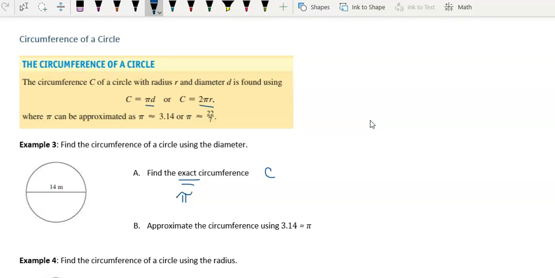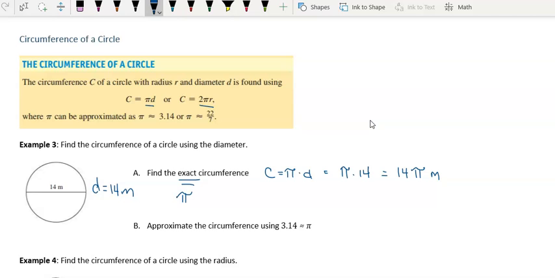So the circumference is pi times d, and d in this case is 14 meters. Okay, so pi times 14. So we usually put the number before the symbol for a number. So remember, pi is still just a number, it's not a variable, but we put 14 pi. And don't forget to put meters, 14 pi meters. So that's how you do the exact circumference.